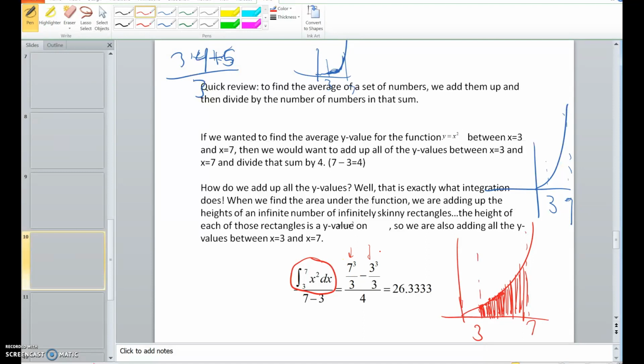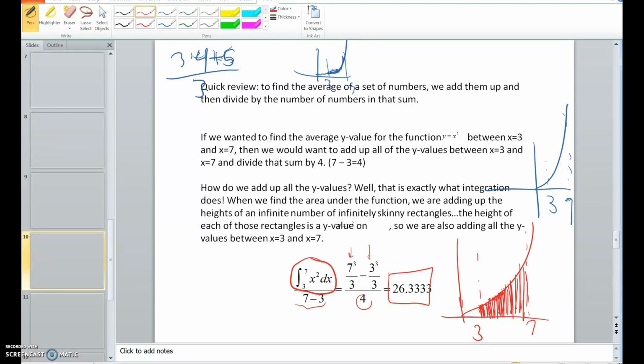So the last part we need to do is divide by how many numbers are in between 3 and 7. Technically there's an infinite number of numbers in between 3 and 7. To find the number of values we're going to divide by, we just subtract the start of the interval from the end of the interval. So here we do 7 minus 3 and we get 4. So we divide the sum that we got by 4, and that gives us 26.3.